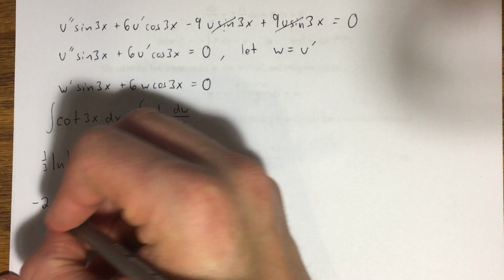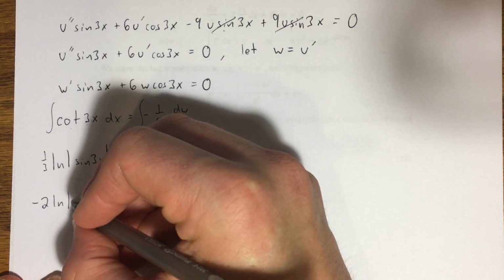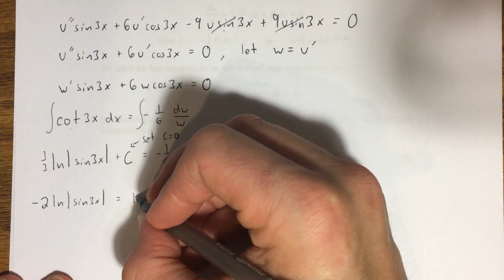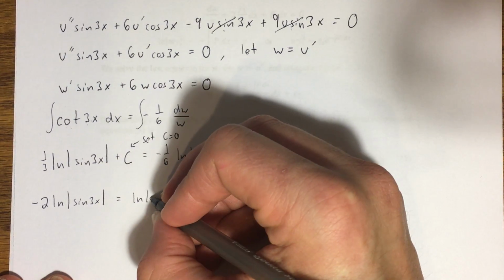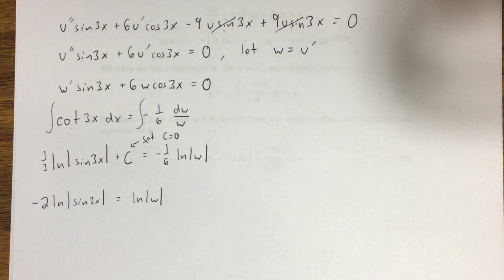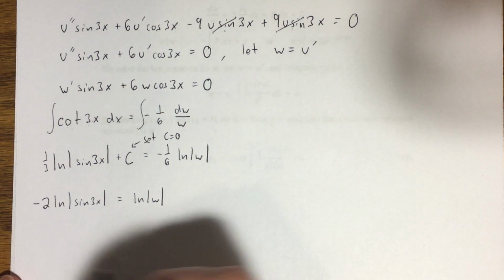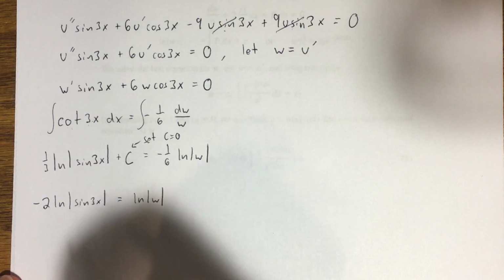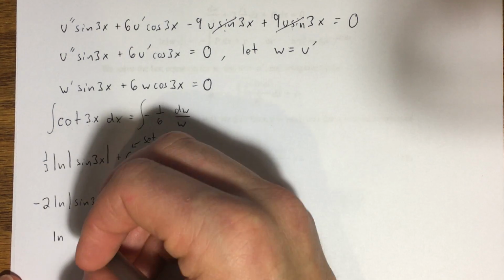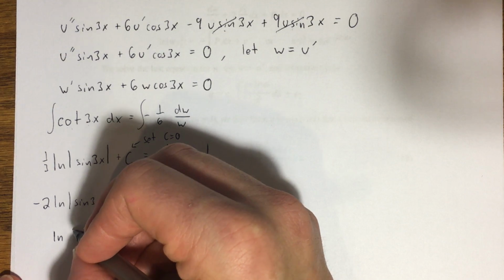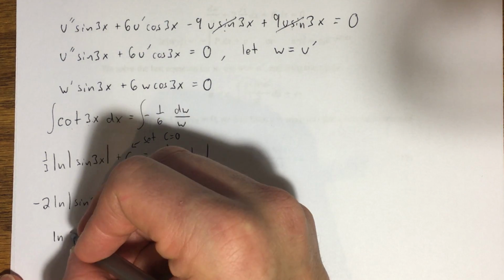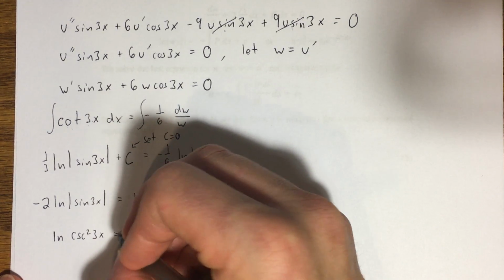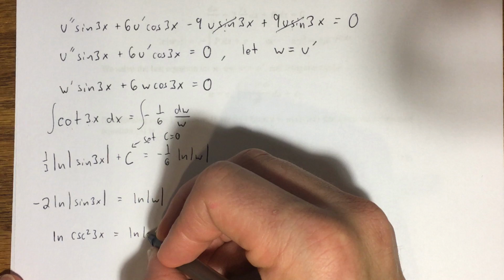That gives me negative 2 natural log absolute value of sine of 3x equals natural log of the absolute value of w. Okay, and then what we're going to do is take that negative 2, put it up as the exponent here. What this gets me is natural log of, this would take a reciprocal, so it's actually cosecant squared of 3x equals natural log absolute value of w.